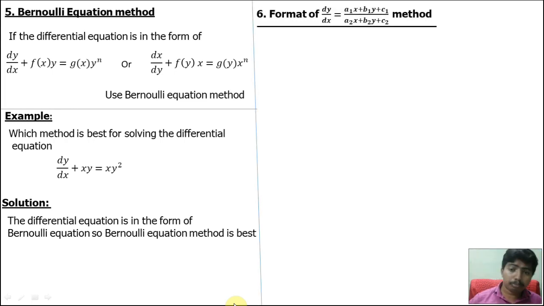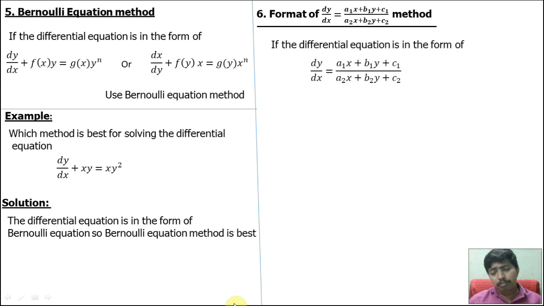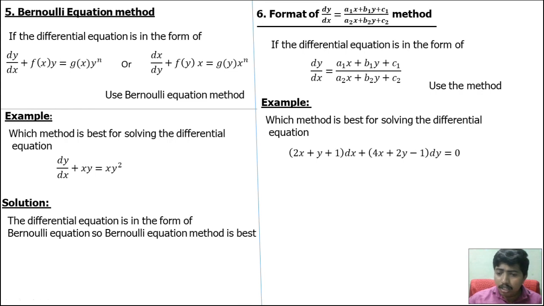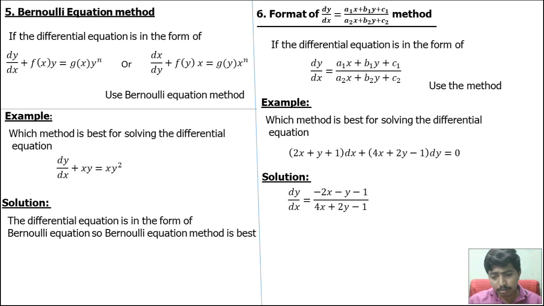Last method, format of dy by dx is equal to a1x plus b1y plus c1 over a2x plus b2y plus c2. So if the given equation is in this format, choose this method. For example, here the equation is given. Check one by one. First check whether it is the variable separable method. Second check is a homogeneous equation. Third is the exact equation. Fourth one is the integrating factor method. Or is it a Bernoulli equation. All the methods are not suitable. Find the dy by dx. This looks like this format. So we may use this method for solving this differential equation.